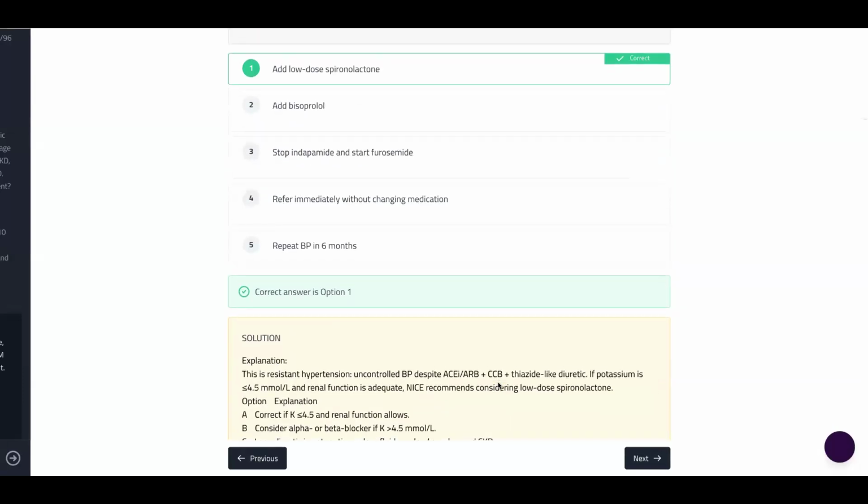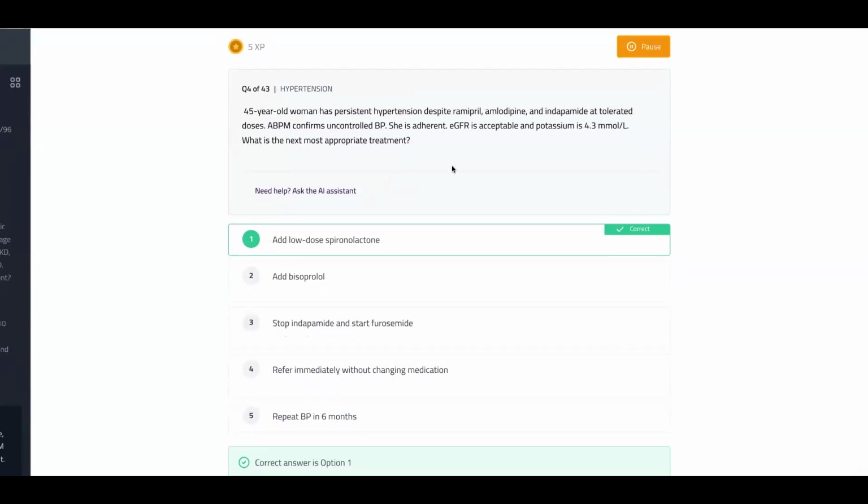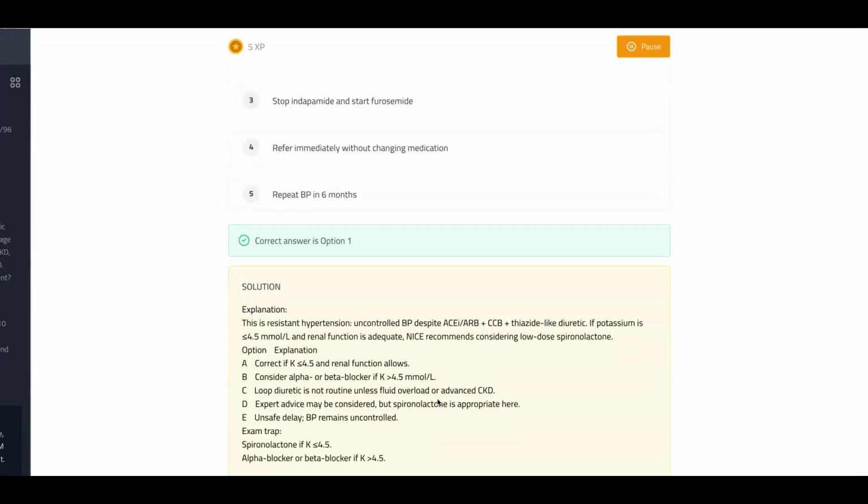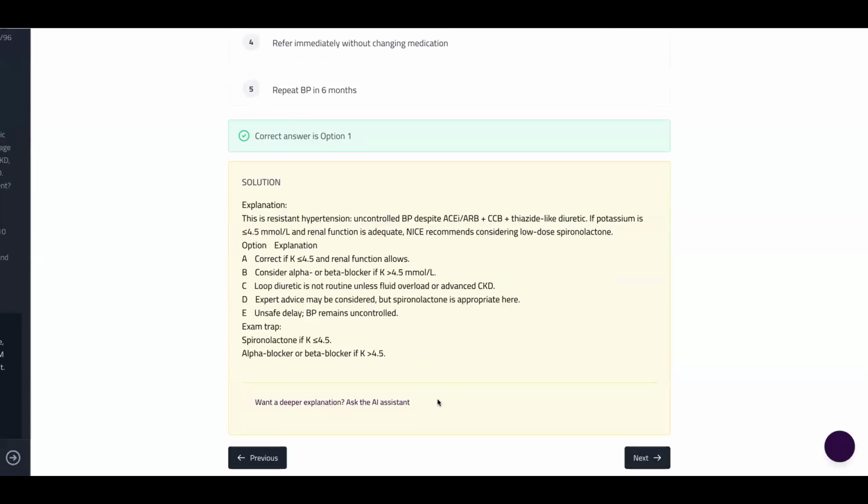Yeah, and you will develop a headache in selecting between the two. If you say, oh, this is resistant hypertension, so resistant hypertension is an indication for referral. If the option says refer, then we can refer the patient, but referring immediately without changing the treatment is not a correct, not a good choice.